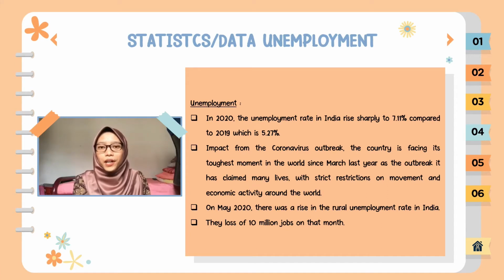Next, unemployment. In 2020, the unemployment rate in India rose sharply to 7.11% compared to 5.27% in 2019. Due to the impact from the coronavirus outbreak, the country is facing the toughest moment in the world since March last year. In May 2020, there was a rise in the rural unemployment rate in India. They lost 10 million jobs in that month.